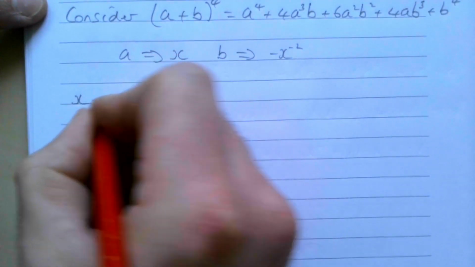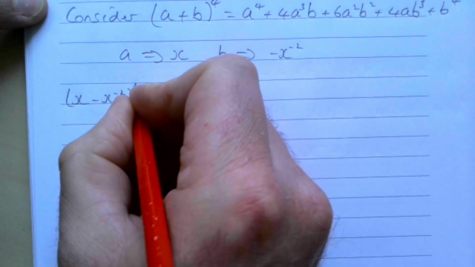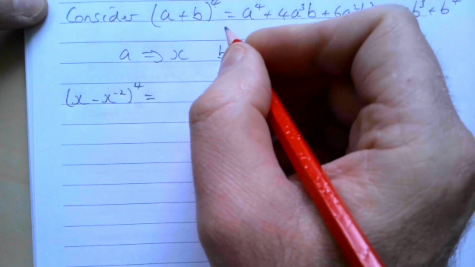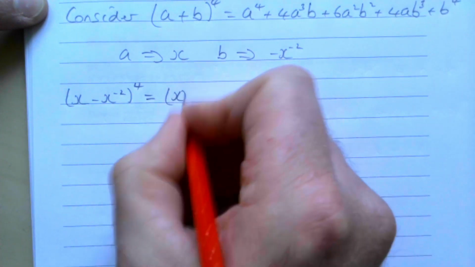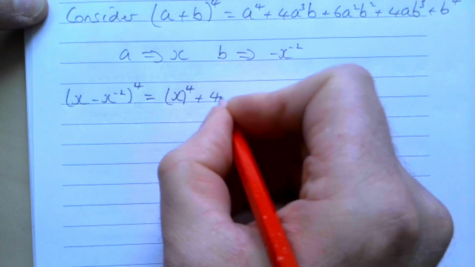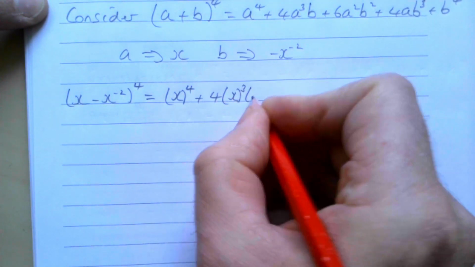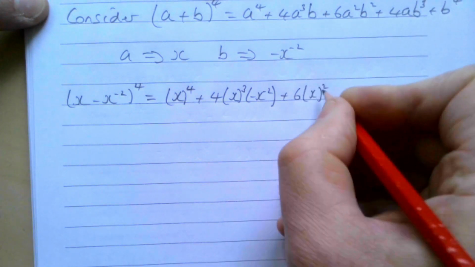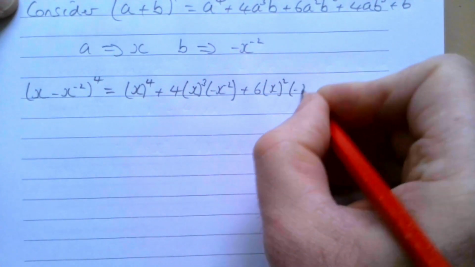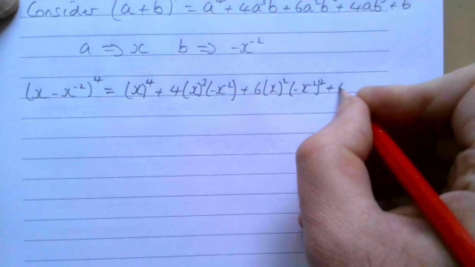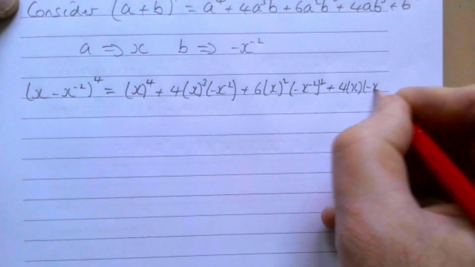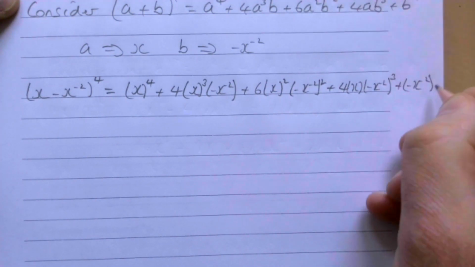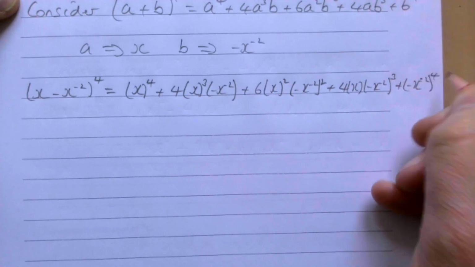So let's go. We have (x - x^-2)^4 equal to x^4 + 4x^3(-x^-2) + 6x^2(-x^-2)^2 + 4x(-x^-2)^3 + (-x^-2)^4. There's a minus there, all to the power of 4.